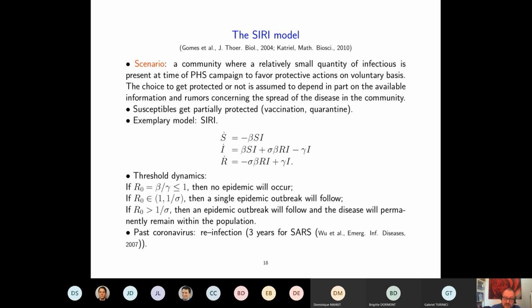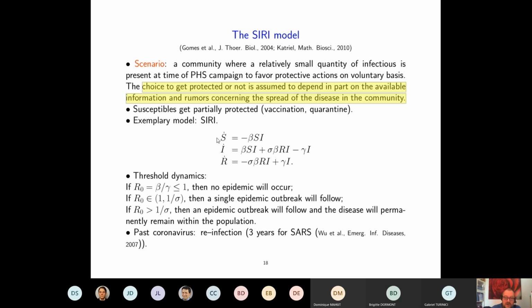So the scenario that one can consider is one of a community where a relatively small quantity of infectious is present at the time of a public health system campaign to favor protective actions just on a voluntary basis. Because here the idea is to stress the role of information. So we have no mandatory actions. And the choice to get protected or not is assumed to depend, as in the vaccination case that we have seen before, in part on the available information and the rumors concerning the spread of the disease in the community. So, of course, vaccination is exactly the form of protective action that works quite well in this kind of description. And we hope to have vaccination very soon for COVID. But generally speaking, this may be applied also to quarantine.